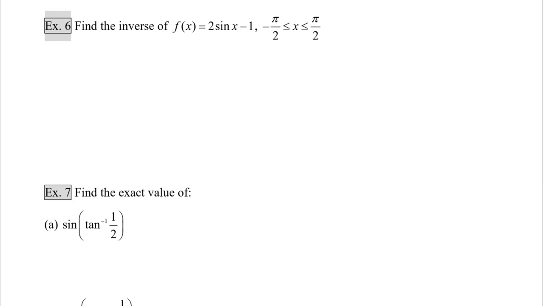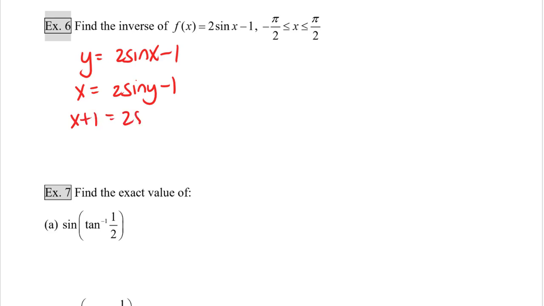First, we replace f of x with y. So we have y equals 2 sine of x minus 1. We swap x and y, so x equals 2 sine of y minus 1. Then we solve for y, so I'll add 1 to both sides, and then I'll divide both sides by 2. And I'm going to have that the sine of y is equal to (x plus 1) over 2.